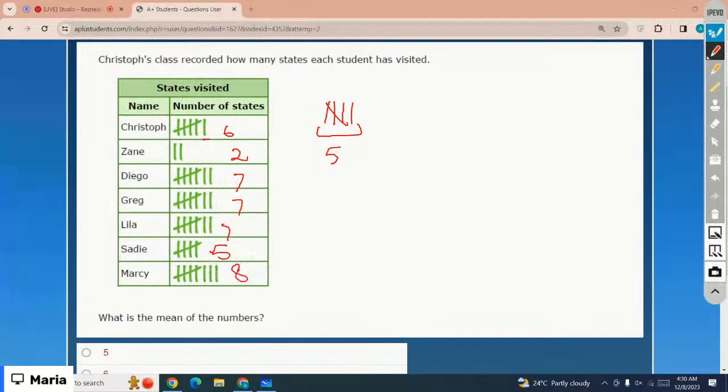How do we calculate mean? Anyone who remembers, we've just done this lesson today. How do we calculate mean? You need to add all the values. 6 plus 2 plus 7 plus 7 plus 7 plus 5 plus 8.